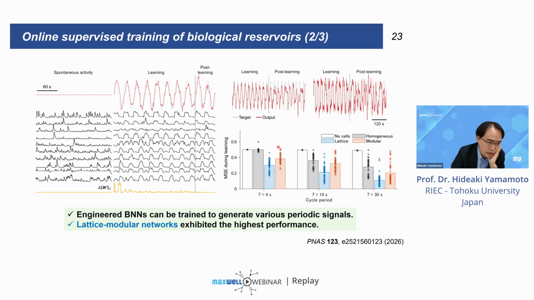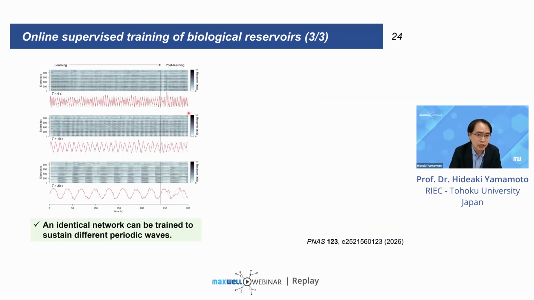And what was important in our work is that the engineered networks shown in blue and orange perform significantly better than the homogeneous networks that were grown without the microfluidic patterning. And this points to the importance of neuroengineering technologies in making this line of research possible. And we also found that an identical network can be trained to self-sustain sinusoidal signals with different periods, pointing to the adaptability of biological neural networks.